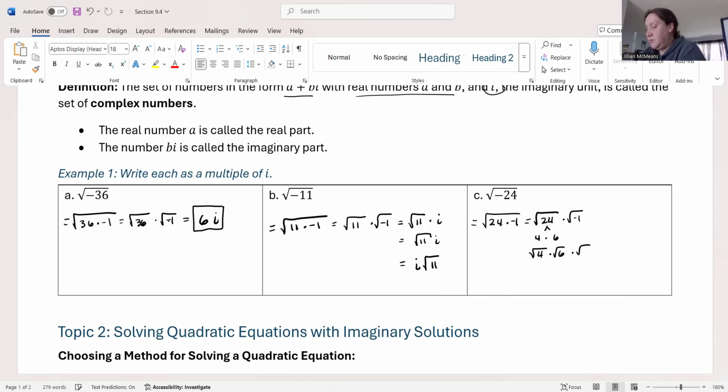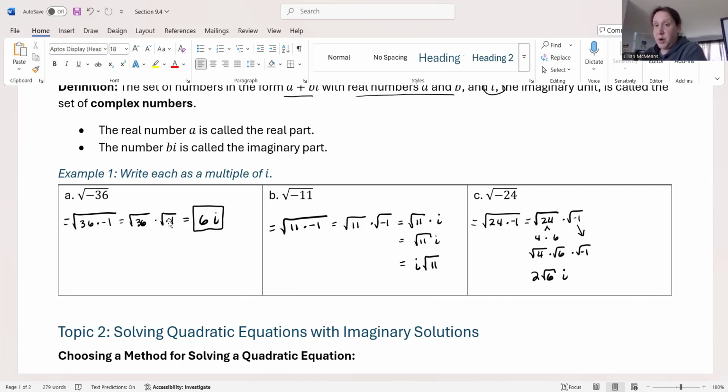Don't forget you also have the square root of -1 still. We're just bringing that down. Well, the square root of 4 is just 2. The square root of 6 cannot be simplified. The only factors of 6 other than 1 and 6 are 2 and 3. None of those are perfect squares, so the square root of 6 is just the square root of 6. And then remember, the square root of -1 is i.